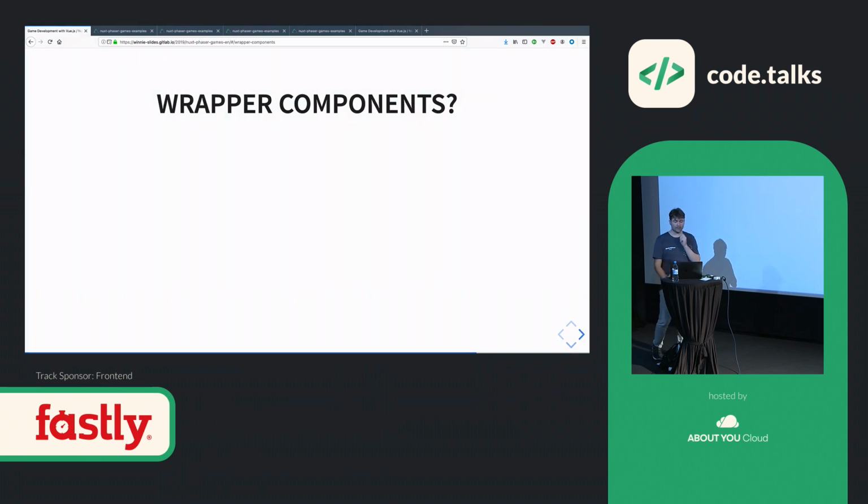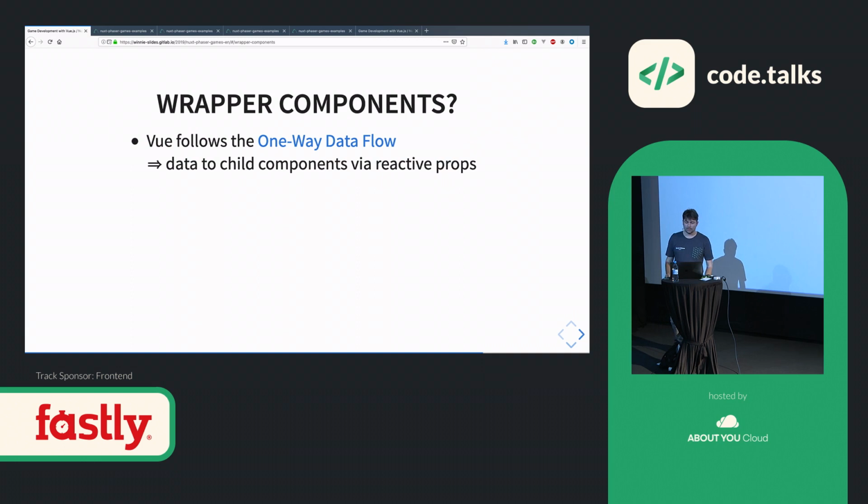So why not wrapper components? I'm rendering things here. Why not put all the game entities into components? There are a few problems here with Vue in particular. I'm not sure if other frameworks solve that differently. One is that Vue has a one-way data flow. That is, whenever you want to pass something down to child components, it needs to be a reactive prop.